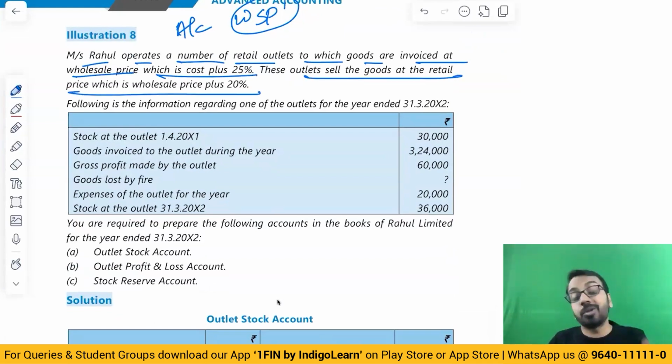Mr. Rahul operates a number of retail outlets to which goods are invoiced at wholesale price, which is cost plus 25%. They sell the goods at retail price, which is wholesale price plus 20%. Now, sir, how do we identify whether to follow the wholesale method or the stock and debtors method? Here you can see two types of profit elements are given. For the accounting part for the branch, this is what is relevant, and this is the final selling price. Okay.